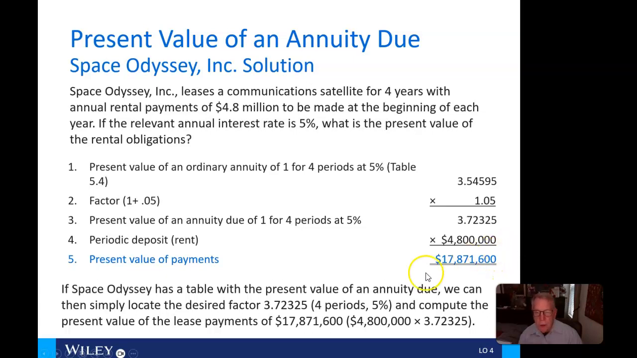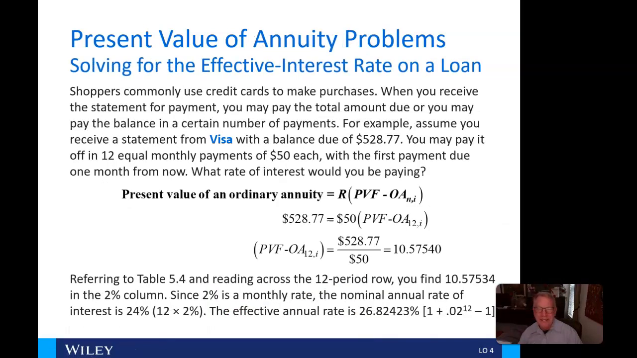3.72325 times the 4.8 million gives me 17,871,600. So if Space Odyssey has a table with a present value of an annuity due, we can simply locate the desired factor, 3.72325 for 4 periods, and compute the present value of the lease payments that way. Okay, is it starting to make sense? I hope.